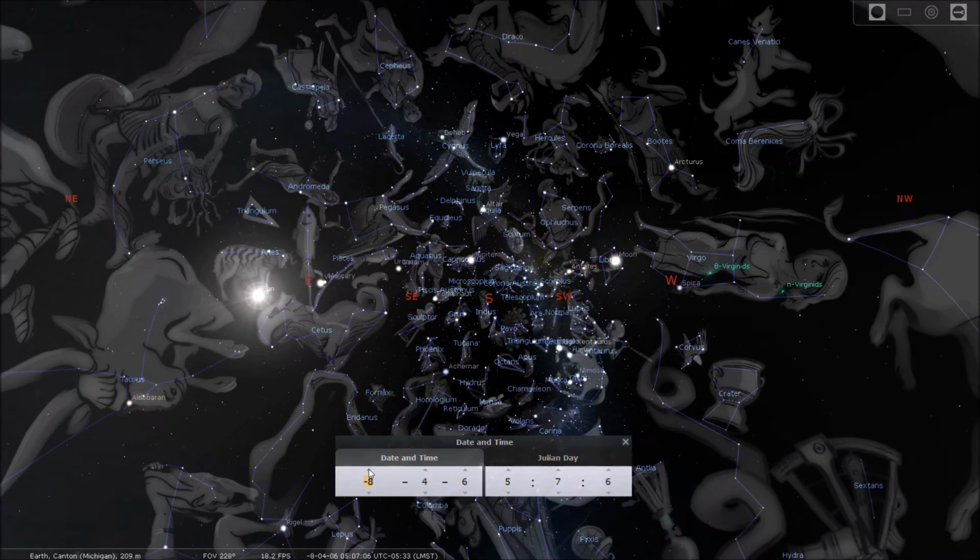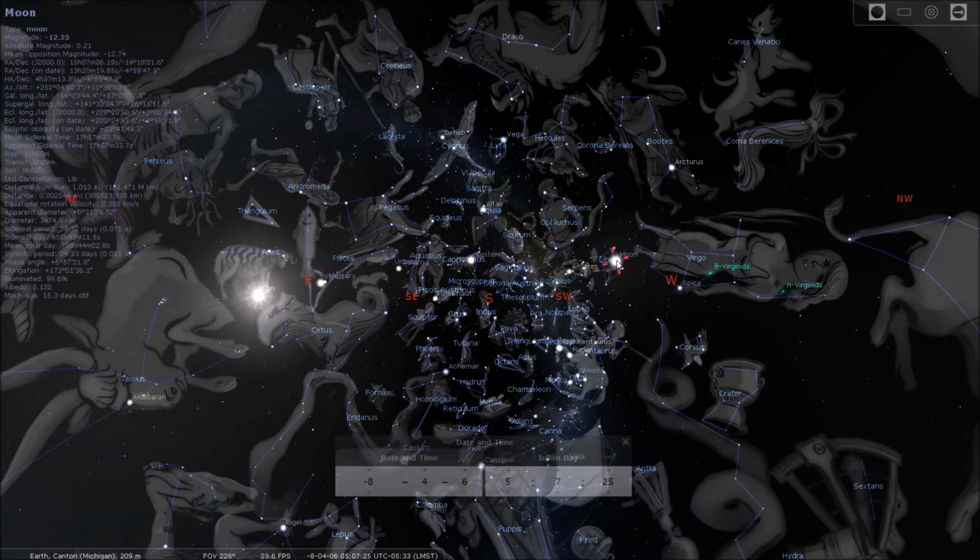Here's 8 BC. Again, the sun is in Aries, and the moon is at the feet of Virgo. We can even check to see what type of moon. It's 15.3 days old. It's 99.6%. So it's just coming off of being full. Okay.